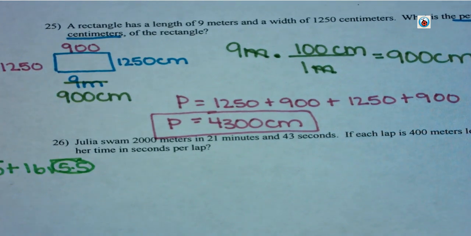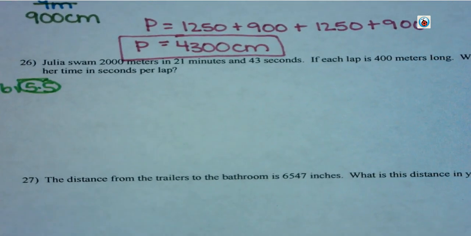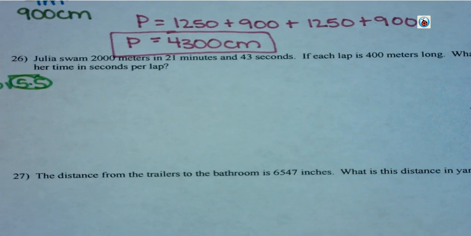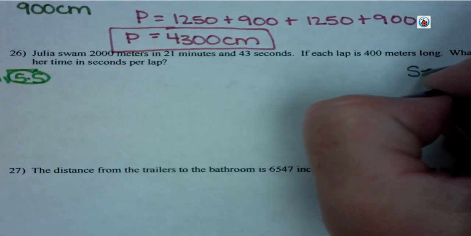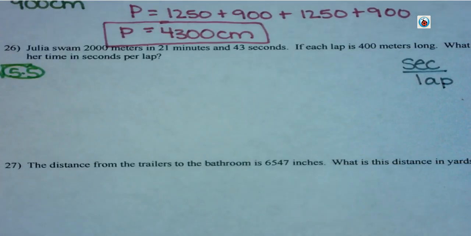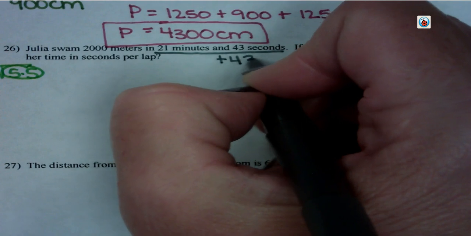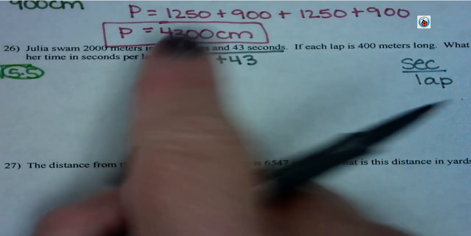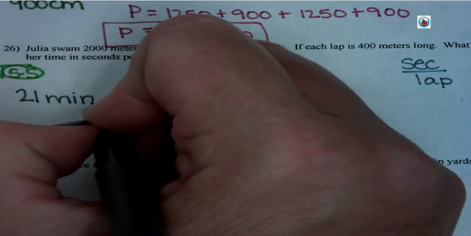Okay, number 26. Julia swam 2,000 meters in 21 minutes and 43 seconds. If each lap is 400 meters long, what is our time in seconds per lap? So we want the answer in seconds per lap. So let's talk about it. Is all of my time in seconds? Nope, we have this part, this 43, but I got to convert this 21 minutes to seconds. So that's my first step. 21 minutes, I have to convert to seconds.